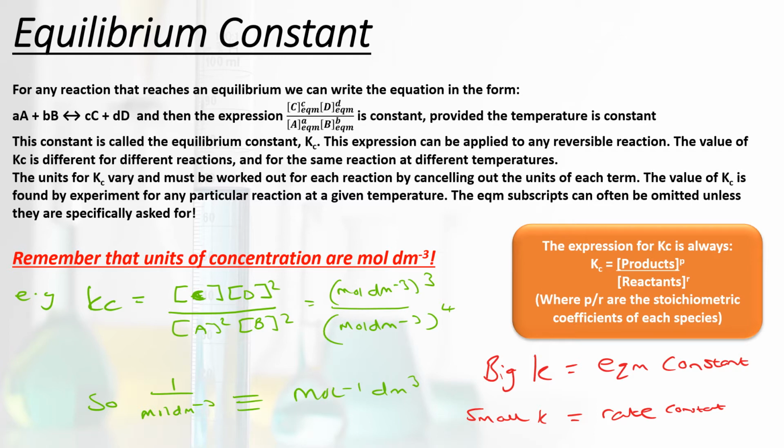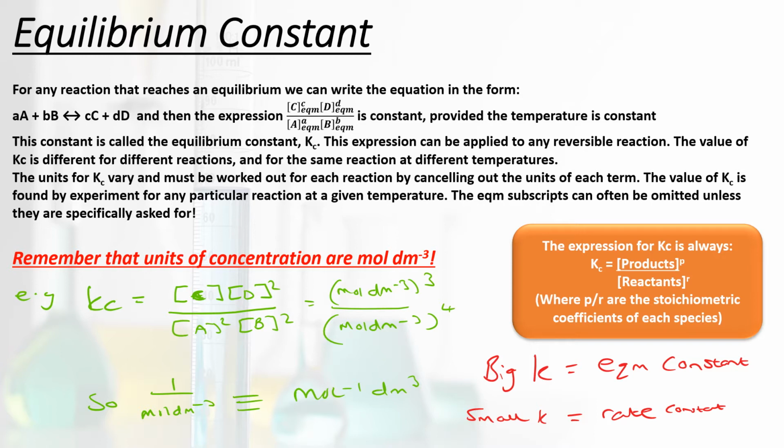And so if we have 3 lots on the top, 4 lots on the bottom, we can cancel out 3 from the top and bottom. That leaves us with just 1 mole per decimeter cubed on the bottom. However, we can't have this reciprocal unit, so we write it up at the top. And to do this, we just essentially flip the signs of the powers that we've raised it to. So 1 over mole per decimeter cubed is exactly the same as mole to the minus 1 decimeter cubed.